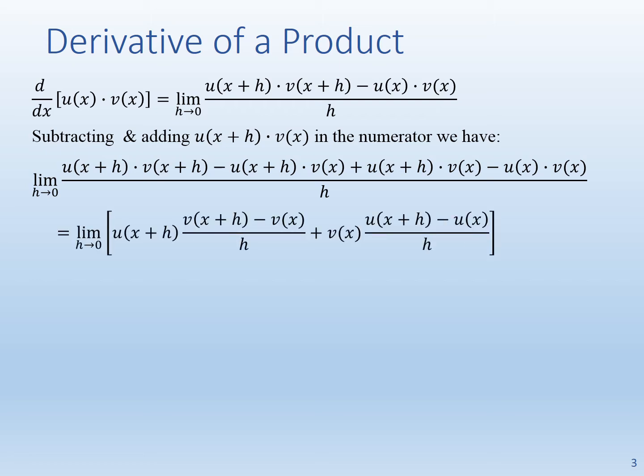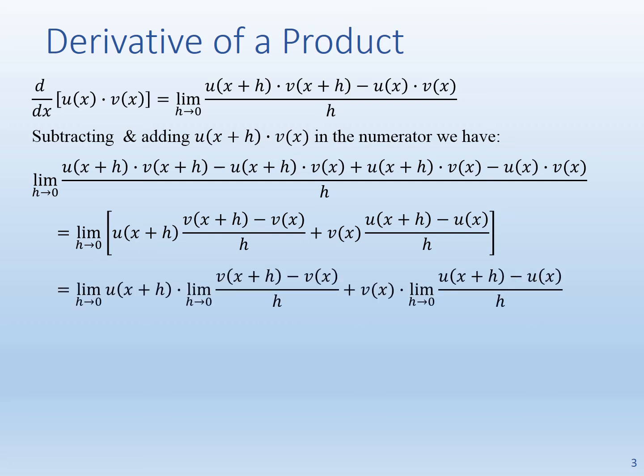Now, the reason we subtracted and added that was to rearrange what we have. Here we have u of x plus h as a common factor, leaving us with v of x plus h there, and v of x that we're subtracting, all over h. We'll separate that from the last two terms, and take v of x this time as a common factor. We take that out, and we're left with u of x plus h, minus u of x, again all over h.